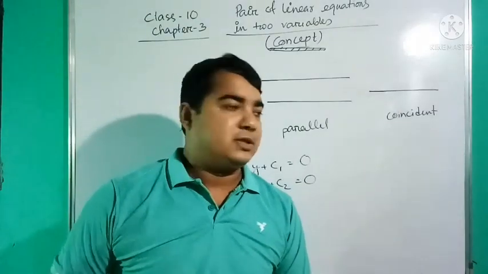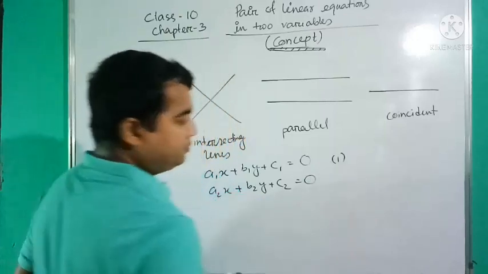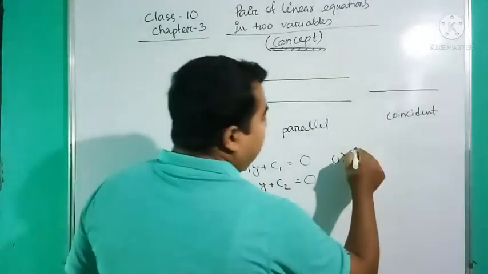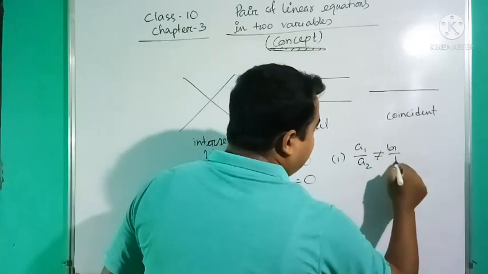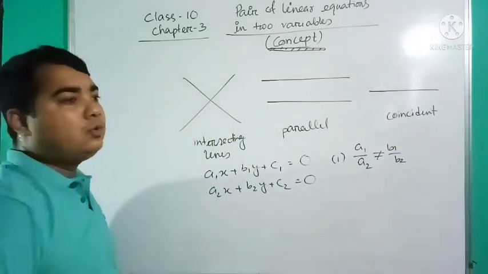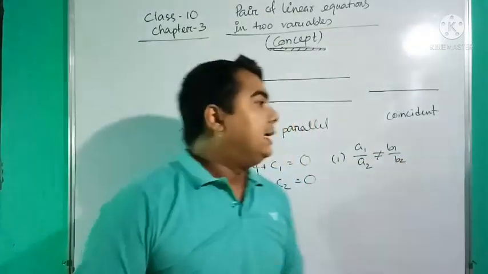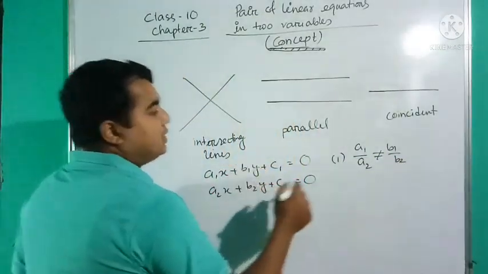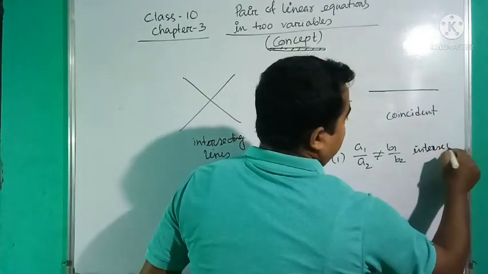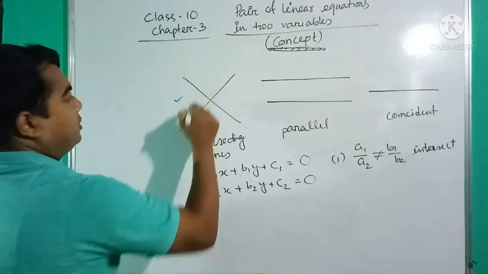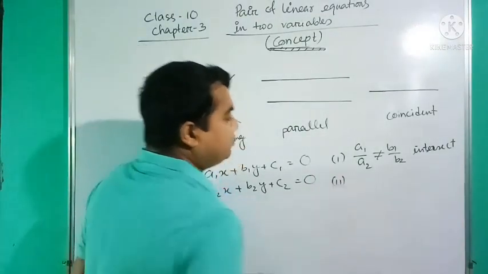So the first condition, condition number 1: if a1 by a2 is not equal to b1 by b2, then the lines will intersect at one point. This is this one condition, intersecting at one point.